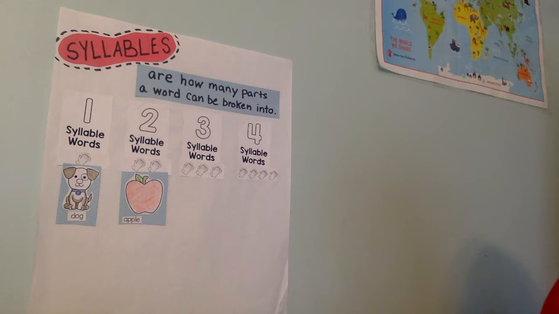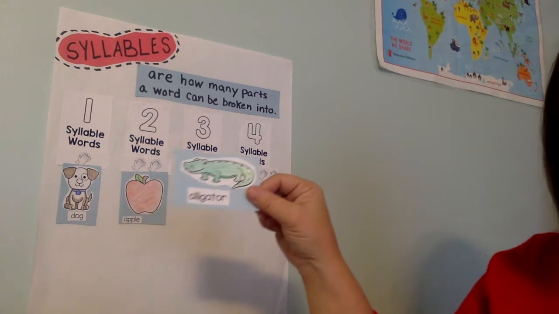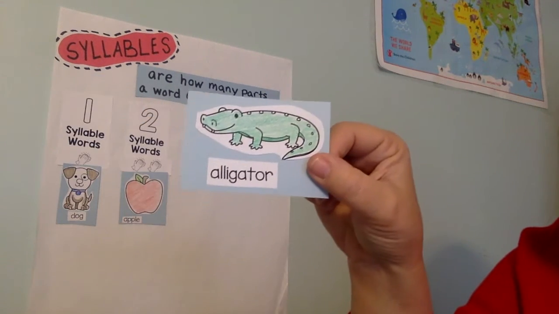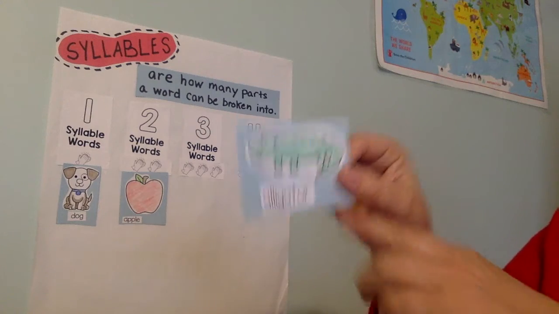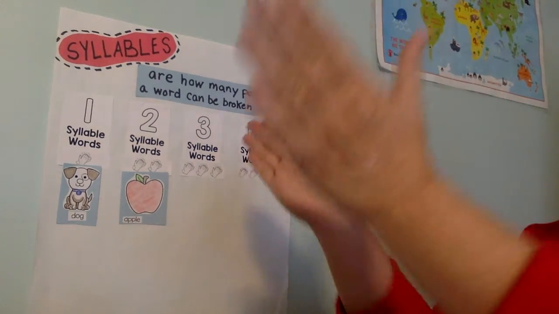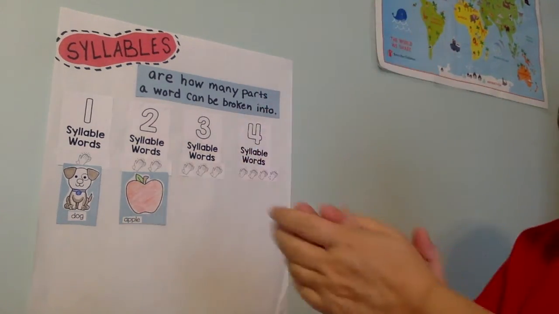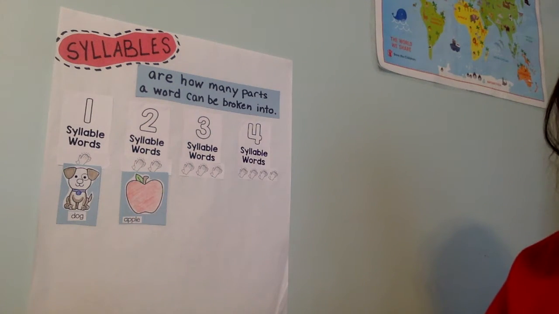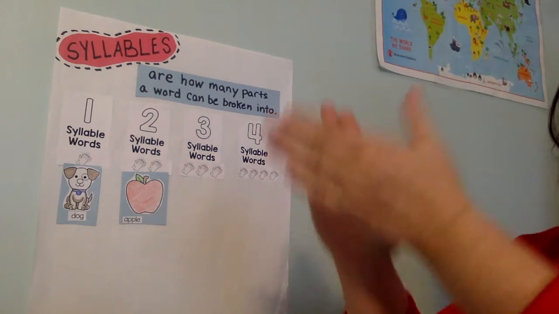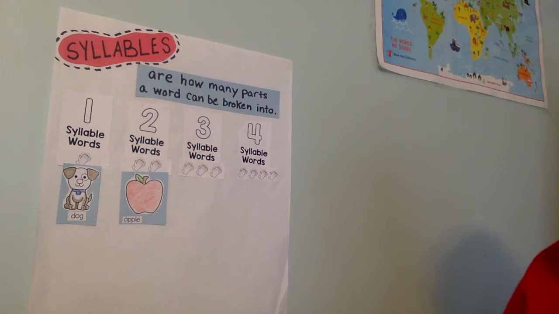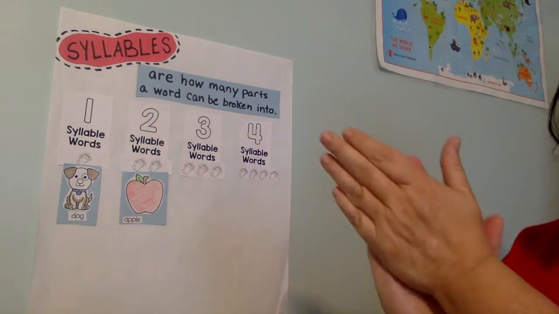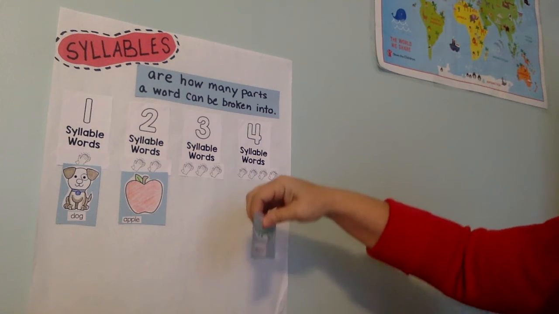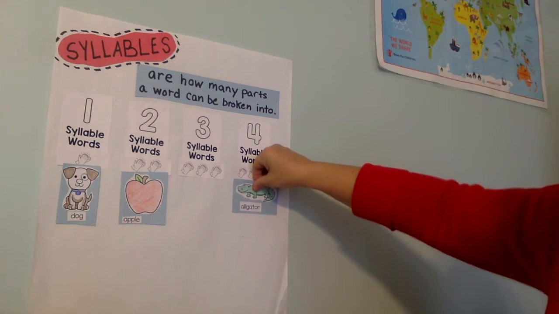And let's do another picture. All right. What is this a picture of, my friend? Alligator. Oh, that's a hard one. Let's see. Alligator. Ooh. Let's do it again. Alligator. Did you clap? How many? Four. Very good.